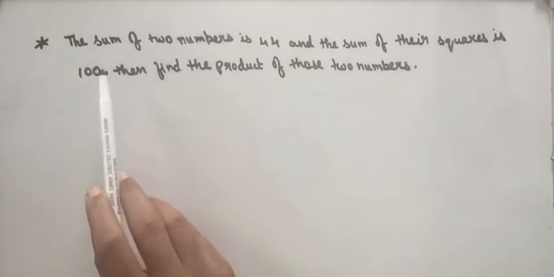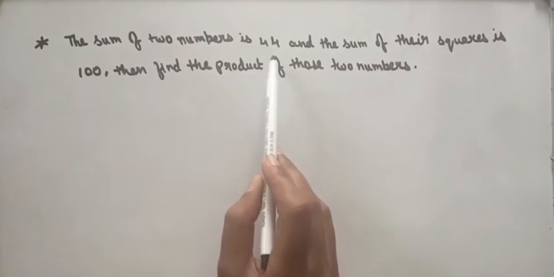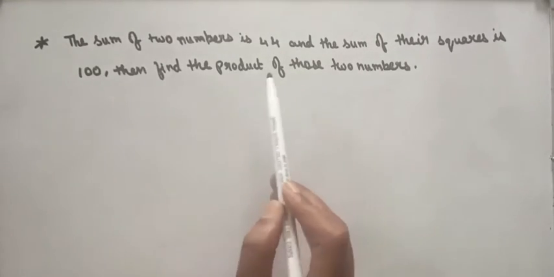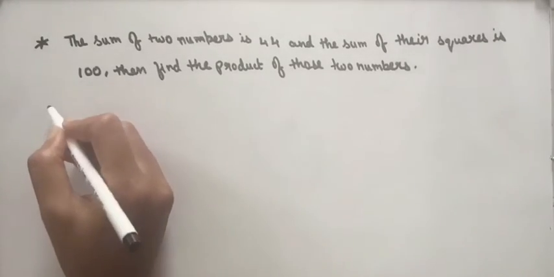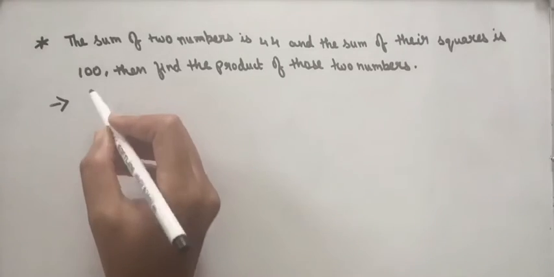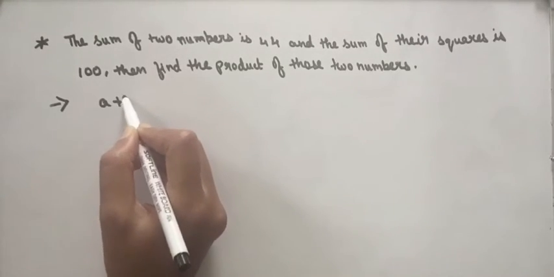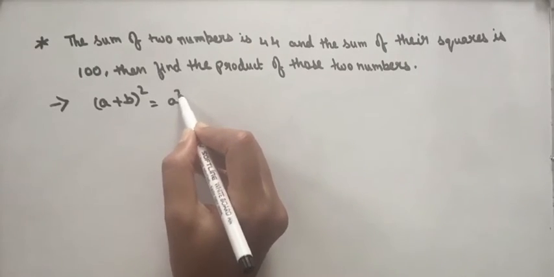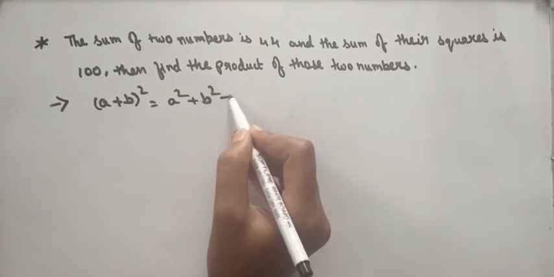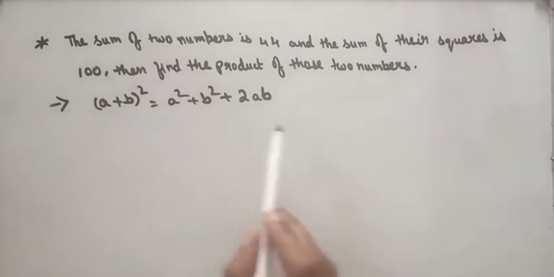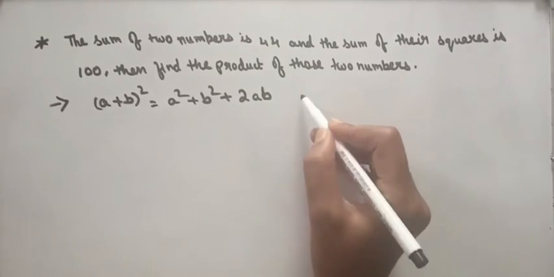Okay, I repeat the question. The sum of two numbers is 44 and sum of their squares is 100. Then find the product of those two numbers. Alright. So, which formula we have to use here? A plus B whole square. Okay. A square plus B square plus 2AB. Alright, this is the formula which we are going to use here.